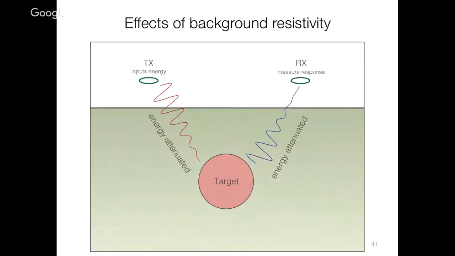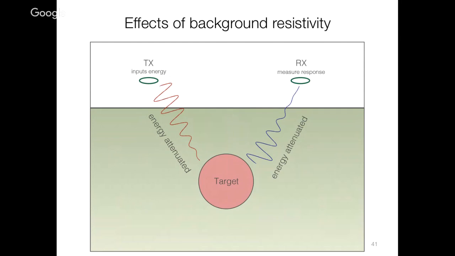So now we're set to put all this stuff together and really look at the effects of the background conductivity. So here's what we have. We're going to put energy into the ground through the transmitter, and it reaches the target. Once it gets into the target, then we have the stuff that we did previously: it's going to induce currents in there, and we're going to get fields out here. But now those fields have to travel back, and we're going to get attenuated.